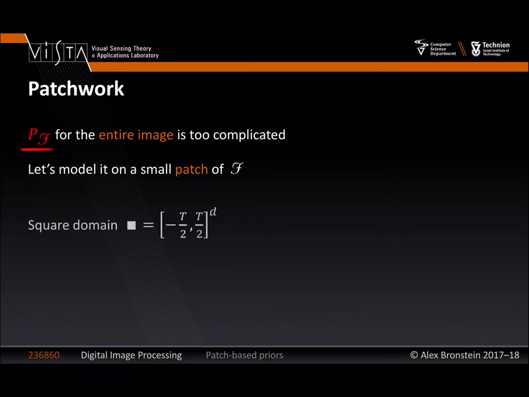Okay, so to me, a patch will be defined on this square domain. I fix some t, some width. Let's assume that the patch is a square or d-dimensional cube. So basically, it's of width t in every direction of our signal. And our dimension, again, is d. It can be 2 if we deal with images. It can be 3 if we deal with videos or volumetric images. It can be 1 if we deal with time series, and so on. I will write everything in the continuous domain, of course. If you want to implement it, you need to work with discrete signals, but the ideas will be exactly the same.